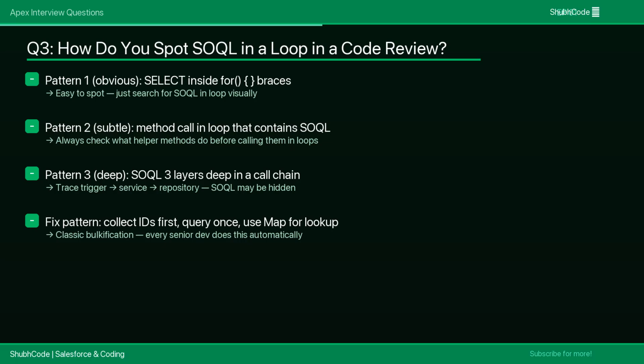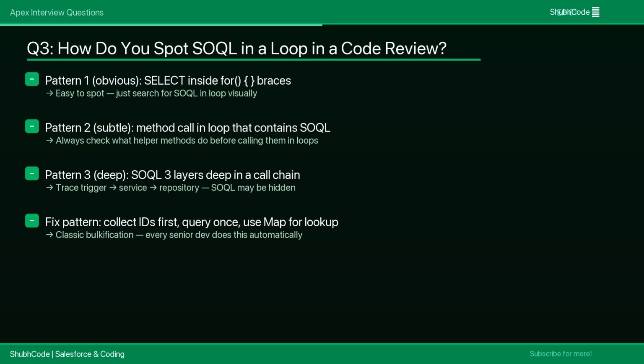This is a code review question, and it's excellent for identifying senior-level thinking. A junior developer catches SOQL in a loop by looking for a select statement literally inside a for loop. A senior developer catches 3 patterns. Pattern 1. Obvious. Select inside a for loop curly brace. Pattern 2. Subtle. A method call inside a loop, and that method internally does a SOQL query. You have to trace the call chain.